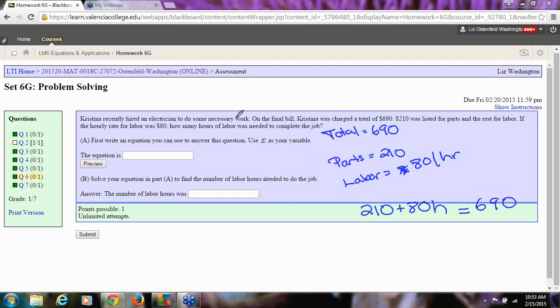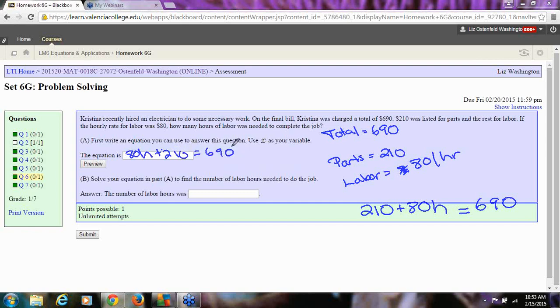They spelled it out to us. We took these words and turned them into a mathematical sentence. So $210 for parts plus $80 per hour. Now again, they never really told us how many hours it was, but with this equation, we'll be able to figure out how many hours it was. The total was $690. So when I come over here to type it in, I could type it in a couple different ways. I would probably type it in as 80H plus 210 equals 690.